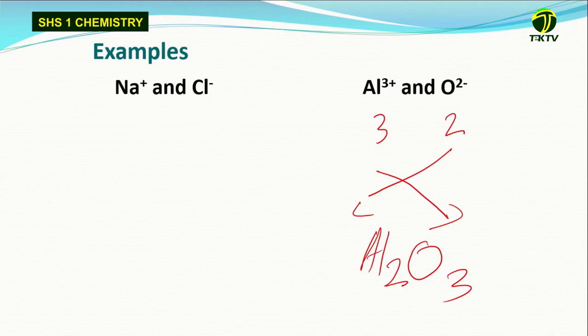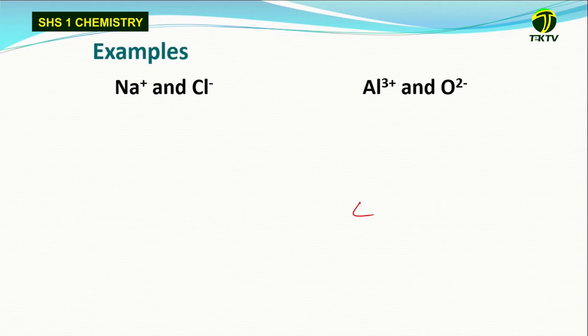You see that the compound is neutral, because aluminium with a charge of +3, we have 2, giving us +6. And oxygen with a charge of -2, we have 3, giving us -6. So +6 and -6 gives us a neutral compound, a charge of 0. So the formula for aluminium oxide is Al2O3. So let's look at other examples.